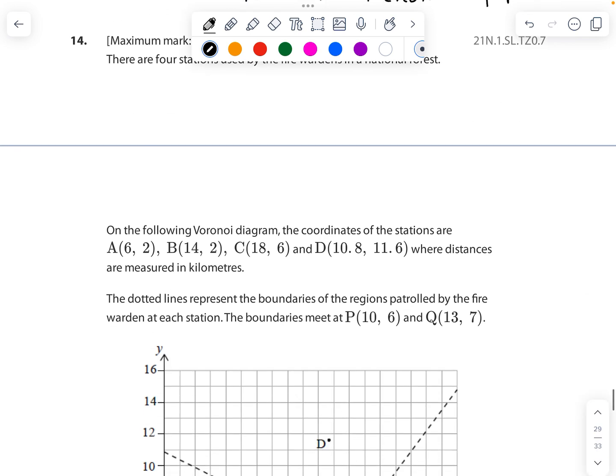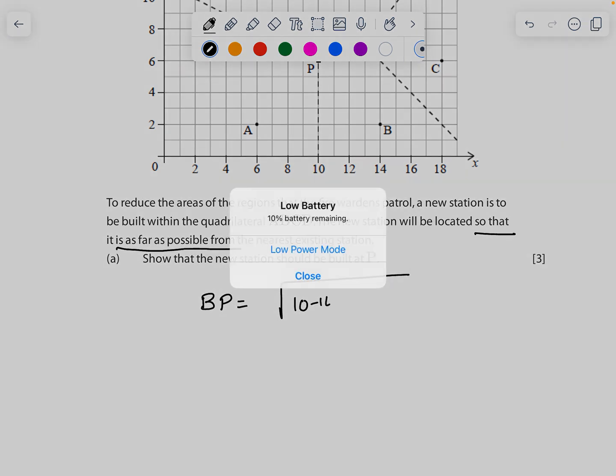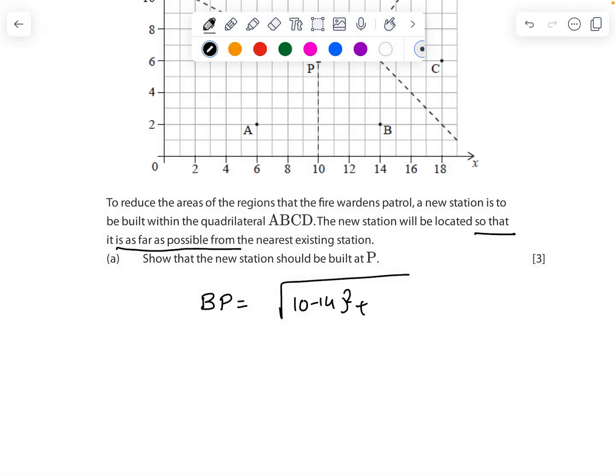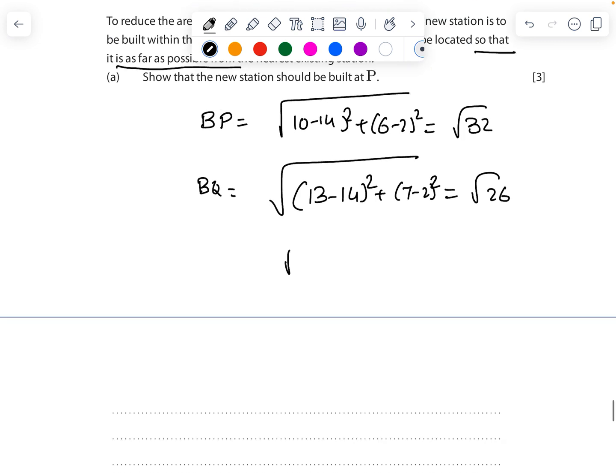There are 4 stations used by the 5 wardens. Now what is he asking? State where the new station should be built, at P. So whichever is as far as possible is what he is asking. So what am I going to do? Find BP. BP's distance: (10 minus 14) squared plus (6 minus 2) squared, which is square root 32. BQ I am going to find: (13 minus 14) squared plus (7 minus 2) squared, which is square root 26. We can clearly see that square root 32 is greater than square root 26. So therefore P is the farthest one.